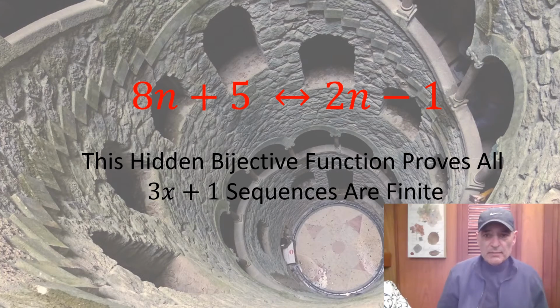I'm going to tell you about a bijective function that establishes that all Collatz sequences must be finite. I'm not saying must end in 1, although that is the implication, but what it establishes beyond a shadow of a doubt is that all sequences are finite. And this bijective function is a mapping between numbers of a certain form, 8n plus 5, with every odd number, 2n minus 1.